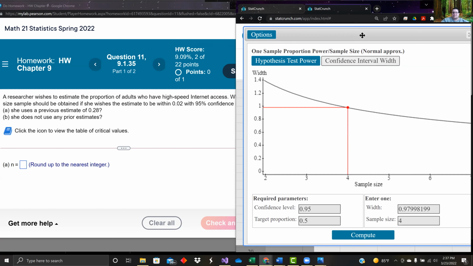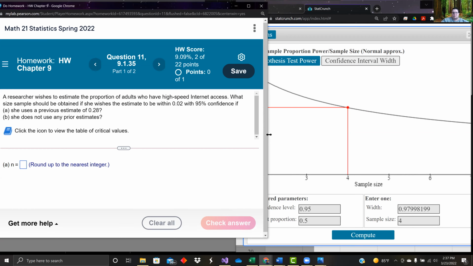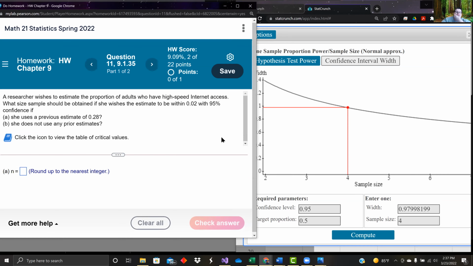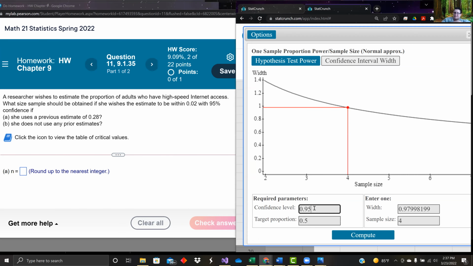The confidence level, we've got 4 boxes. We're going to enter 3 of them every single time. So it just depends on what 3 we have. It says 95% confidence, and I have the confidence level set at 0.95 as a default. That's what we want. This target proportion of 0.5, that is when there's no prior estimates.